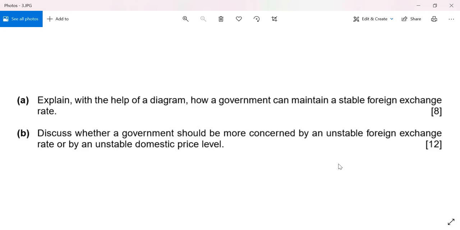Right, just give me a minute. Right, okay, now how can the government maintain a stable exchange rate? Okay, great, perfect. Now let's move on and let's answer this.